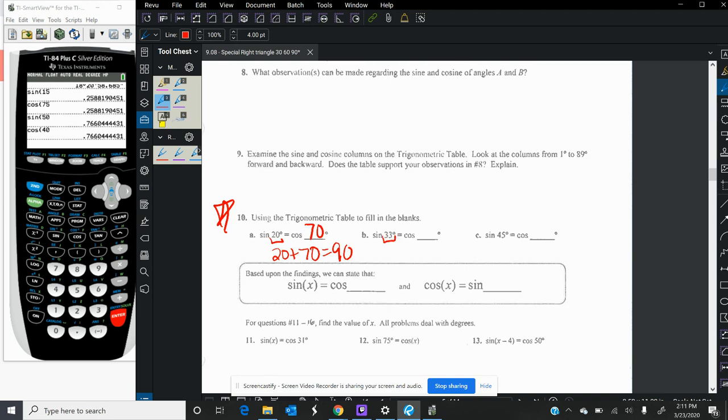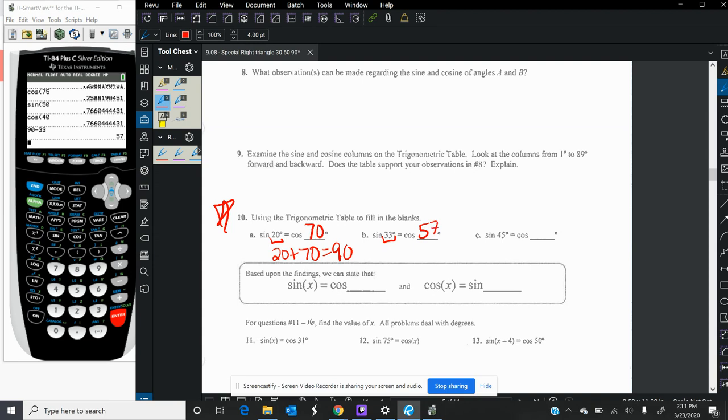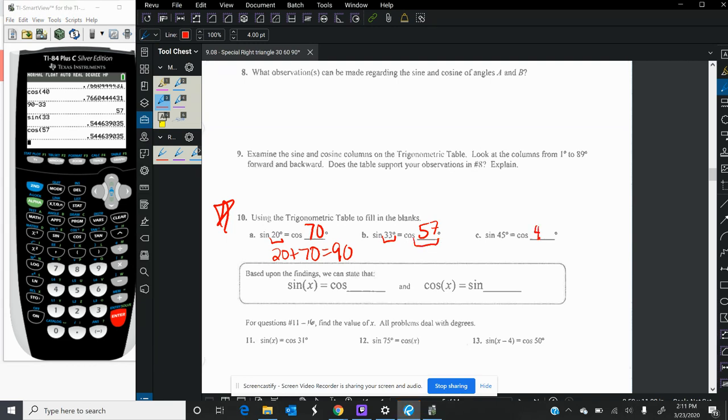So here, if we have 33, we could take 90, subtract 33, and we'll get 57. And we could test this: if we typed in sine 33, we could use the table. We used that old school table back when I was in school. And cosine of 57, we find they're the same decimal equivalent because these two are complementary. So sine of 45 and cosine of 45 will be equal. So based on the findings, we can see that sine of x equals cosine of 90 minus whatever x is. And the reverse scenario, cosine of x equals sine of 90 minus x as well.